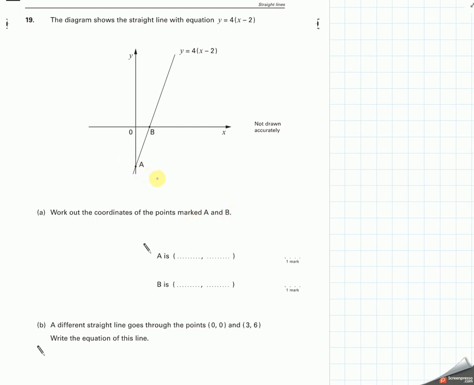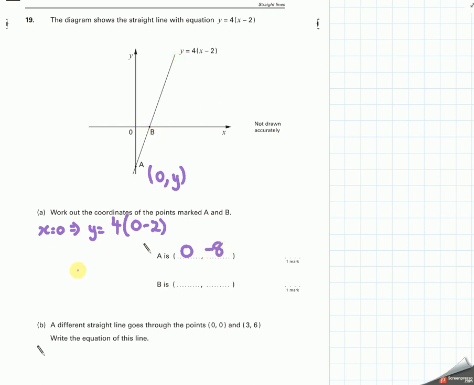Well, A, we know, is where x is 0 and some y value. Remember, across first, up and down second, alphabetical order. So this point is 0, y. So x is 0 into this equation tells me that y equals 4 times 0 minus 2. Minus 2 times 4 is minus 8. So that's 0, minus 8.